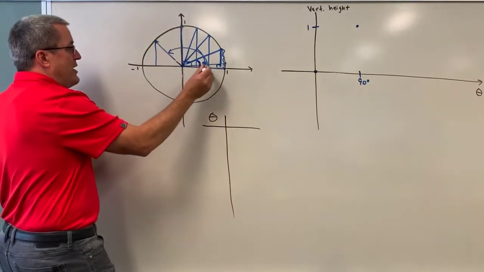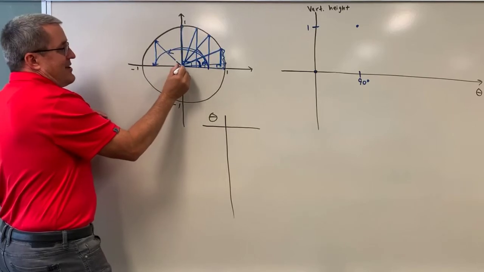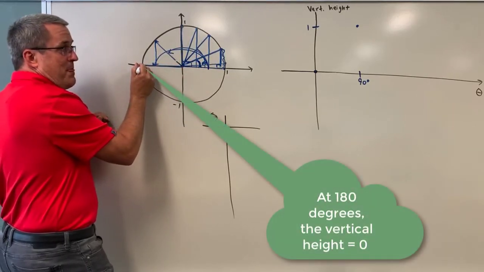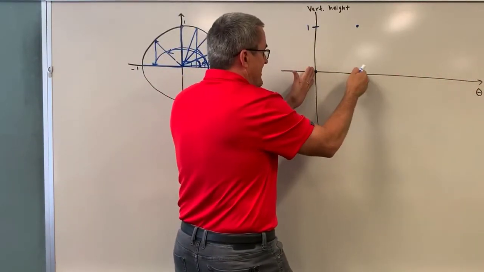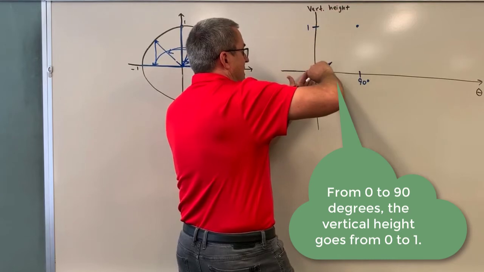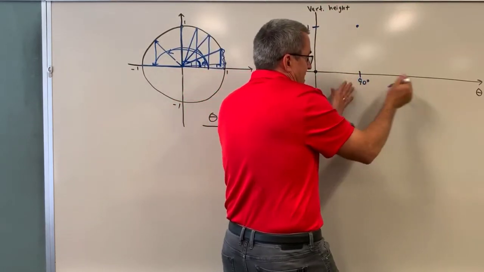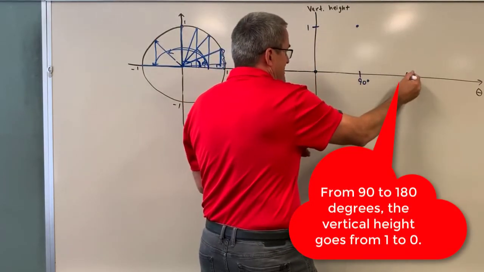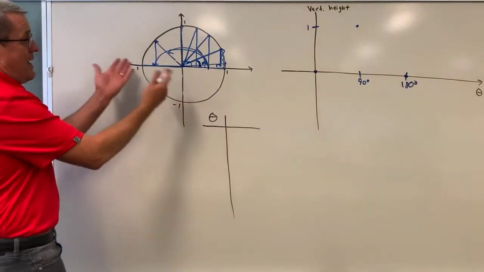Now the vertical heights are going to get smaller. In fact, if we rotate 180 degrees, the sort of triangle we would create would have a vertical height of 0. So as angle theta increases from 0 to 90 degrees, the measure of that vertical height is going to increase to 1. As the angle theta increases from 90 to 180 degrees, that height is going to decrease back down to 0. Now what happens if we keep going?